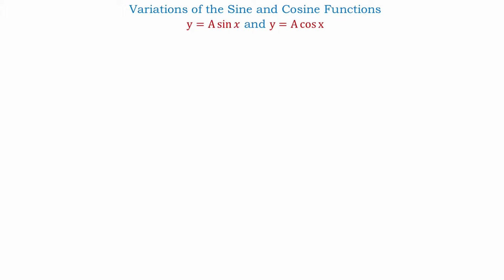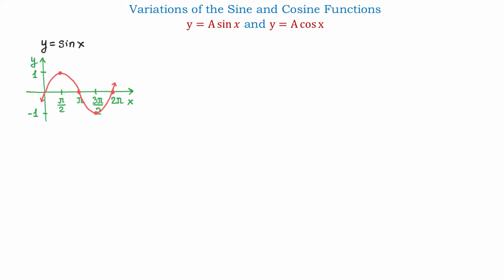In this video, we will talk about variations of sine and cosine functions: y equals a sine of x and y equals a cosine of x. Before we start, we will quickly review the graphs of the basic sine and cosine functions because they will help us better understand the variations of these two functions. I will start by graphing y equals sine of x.